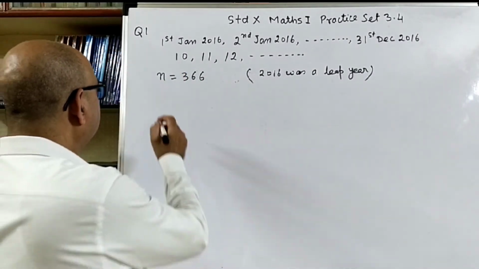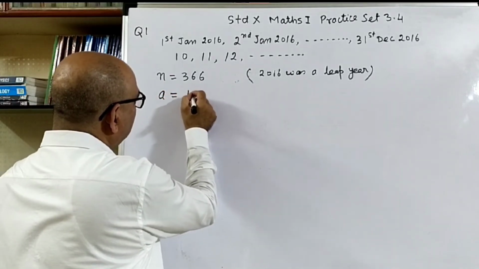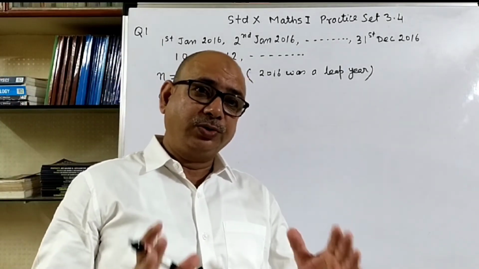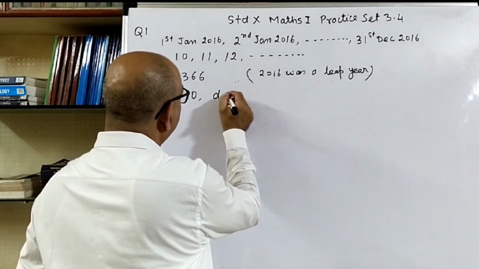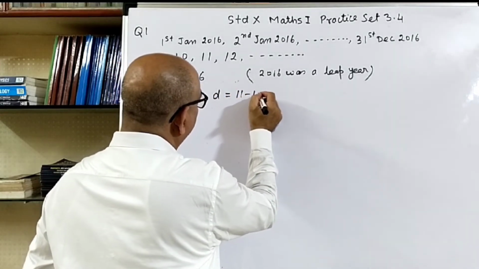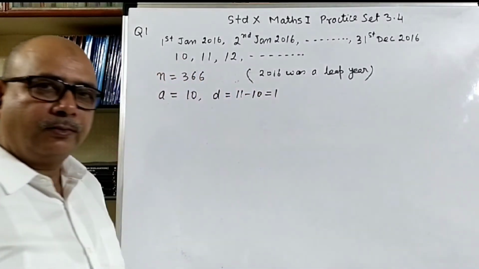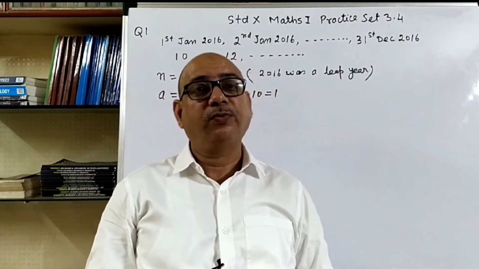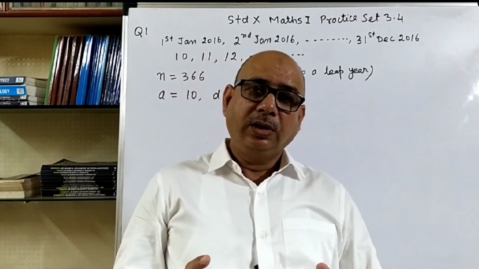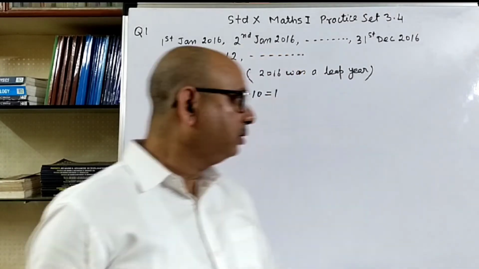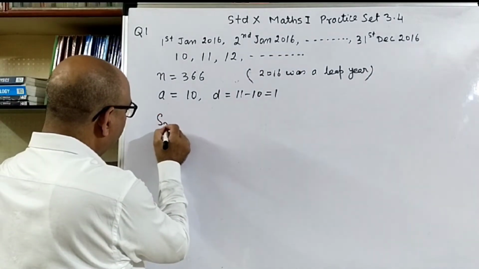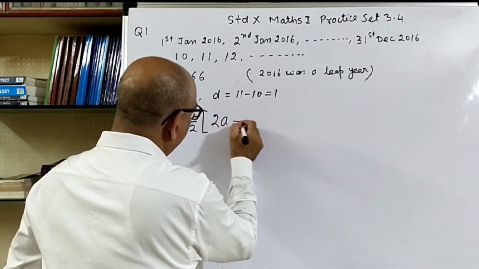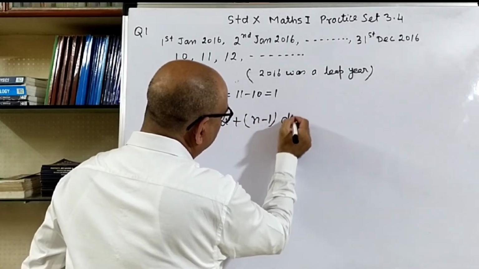Value of A, the first term, A is equal to 10. Value of D is the difference between two consecutive terms in an AP. That means here D is equal to 11 minus 10, which is equal to 1. We have to find the total amount on 31st December 2016. That means we have to find the sum up to the nth term. So the formula we will use is Sn is equal to n by 2 into 2a plus n minus 1 d.